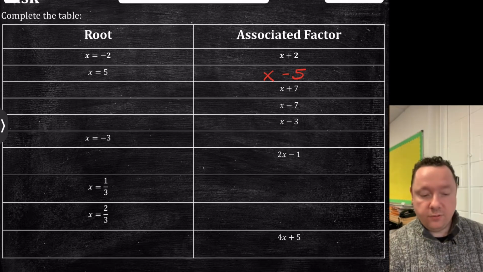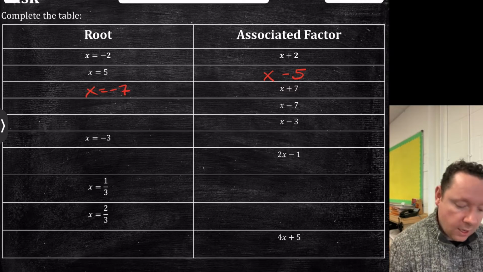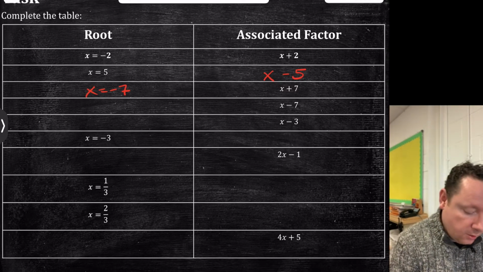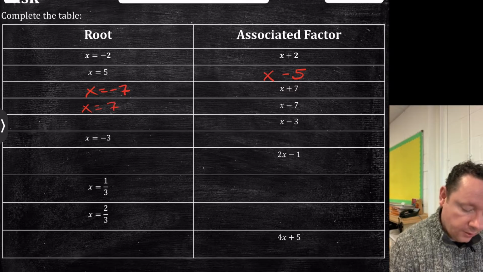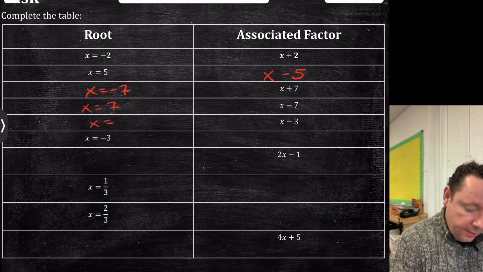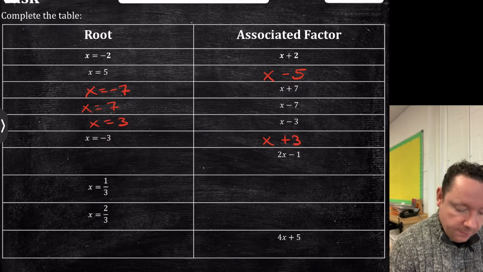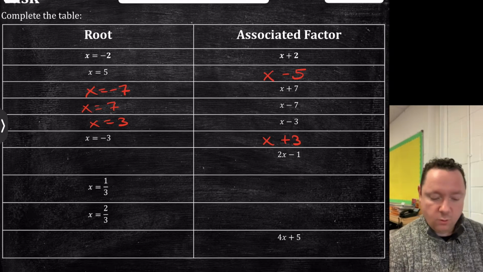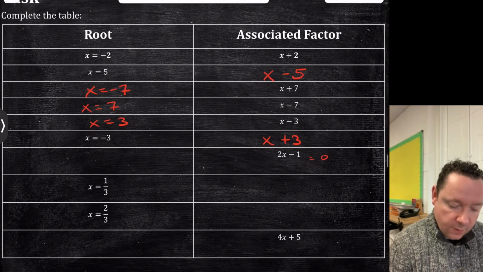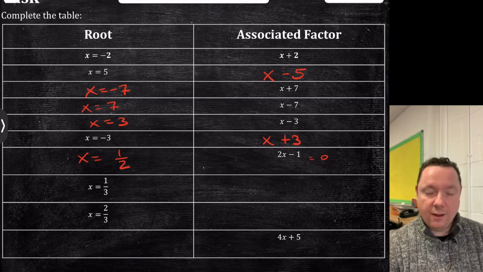If x plus 7 is the factor, x equals minus 7. If x minus 7 is the factor, x equals just 7. If x minus 3 was our factor, then x would just equal 3. Obviously, x equals minus 3 means we've got a factor of x plus 3. 2x minus 1, well, how do we work that out? If you just make it equal to 0, you'll be able to see it. You take the 1 across and divide by 2, so it's a half.